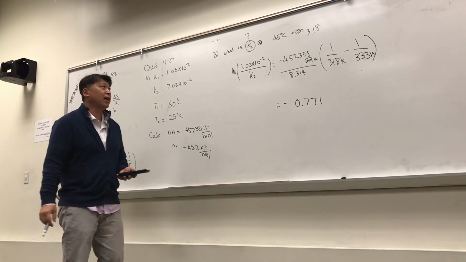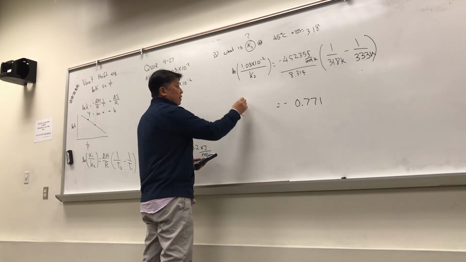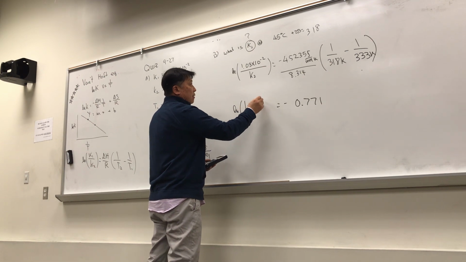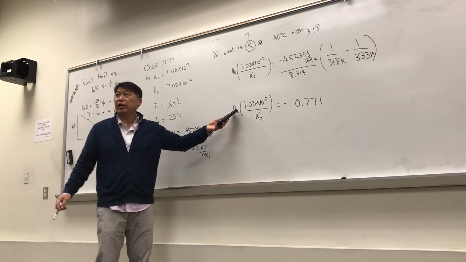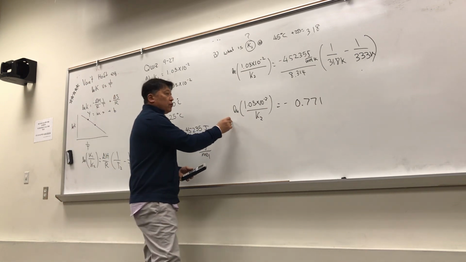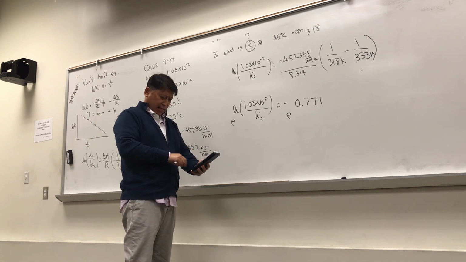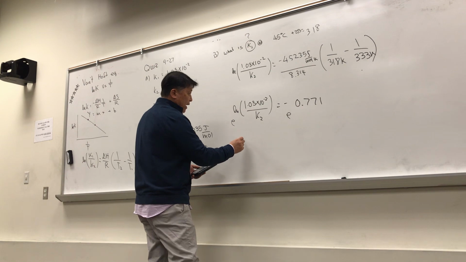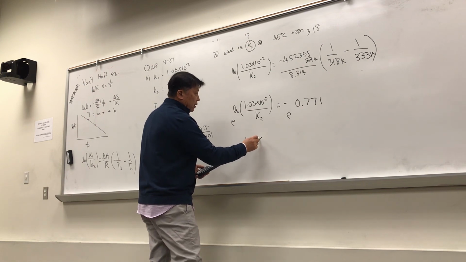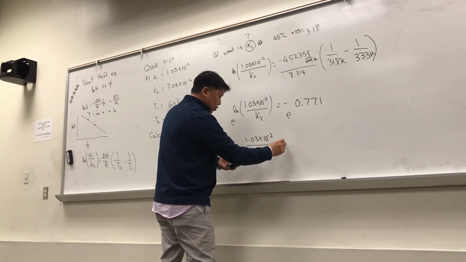So what did you get? Now, how do you get rid of the natural log? Raise it to the e. So I'm going to e. The second natural log, second answer equal to... So when I have this, it's 1.03 times 10 to the negative 2 divided by K2 is equal to 0.463.